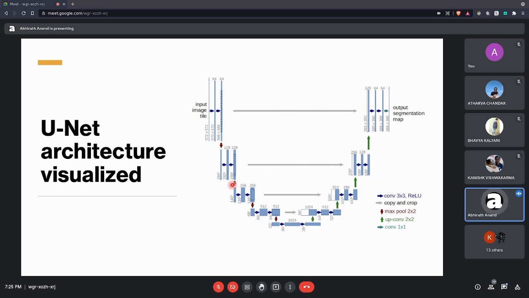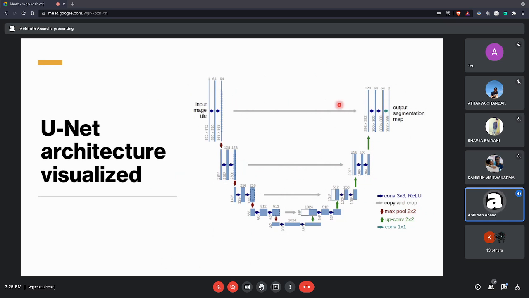And at every step this has been done. So they've taken this crop, shifted it over here, concatenated it, and then fed it to two convolutions, and then upsampled again. There's a copy and crop over here. This is concatenated, then fed to two convolutions, and again upsampled, and so on and so forth. As you can see, this is a very symmetric architecture.